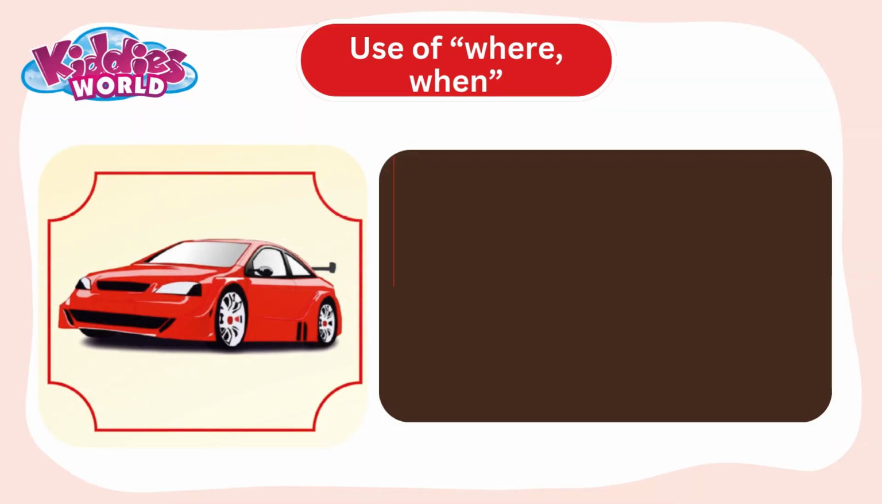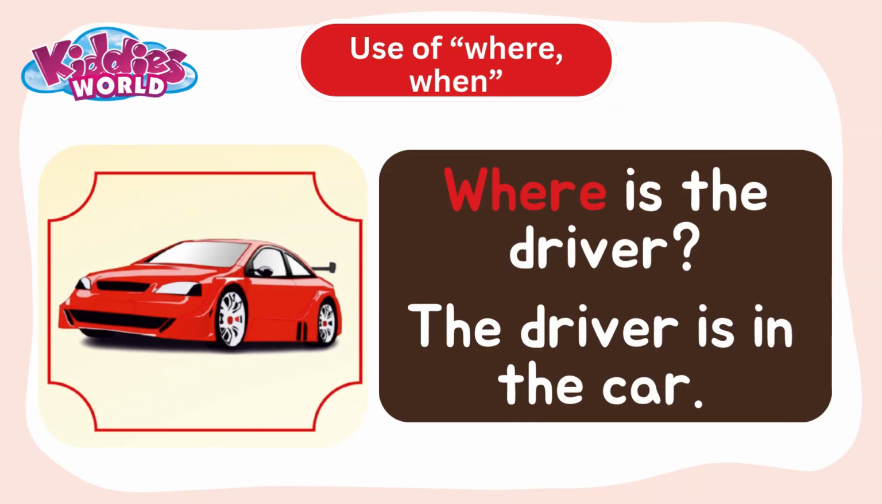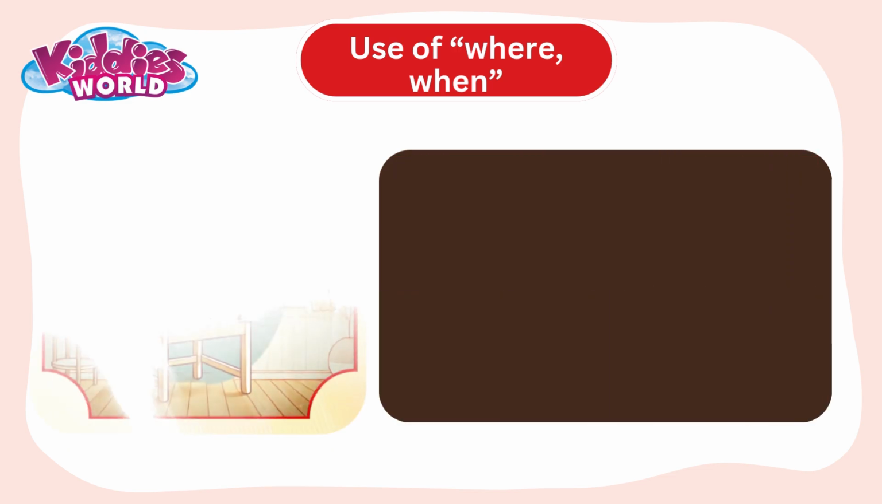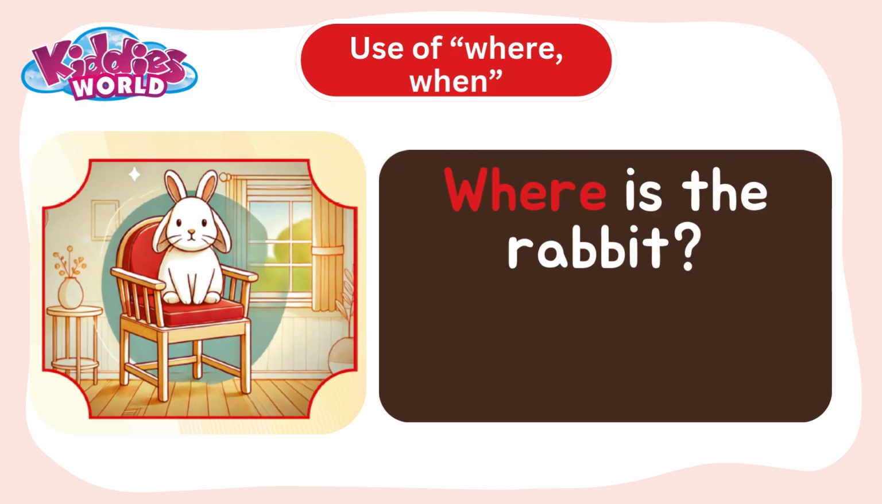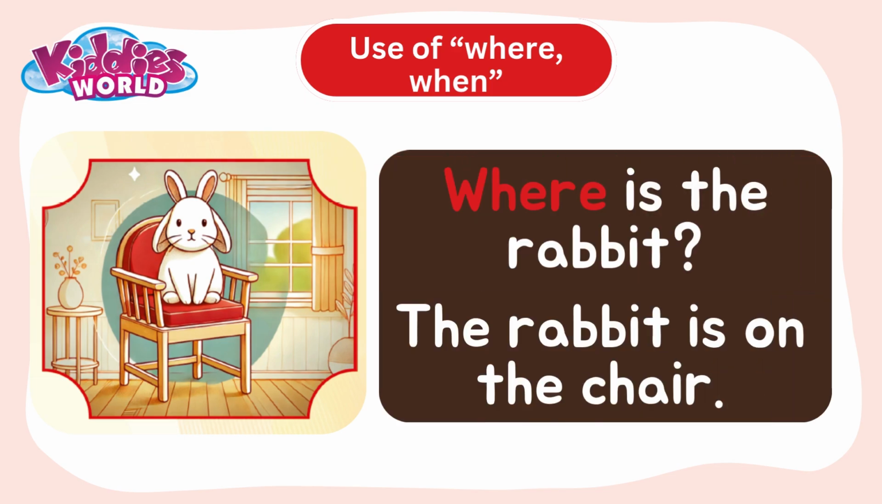Look at the car. Where is the driver? The driver is in the car. Great job now. See this rabbit. Where is the rabbit? The rabbit is on the chair.